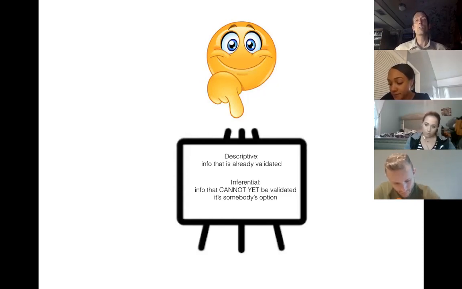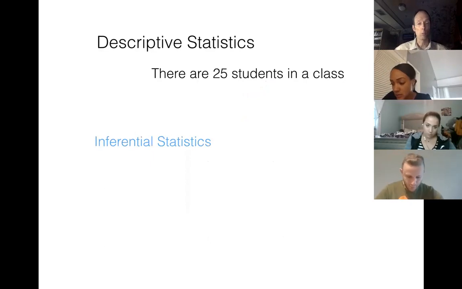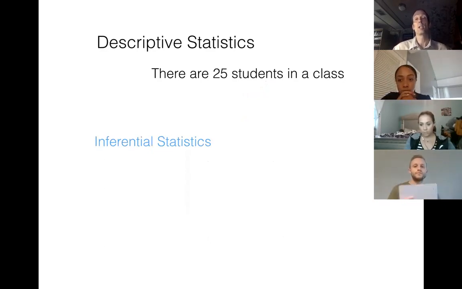Okay, let's do a couple examples just to make sure we're feeling really good about this. Let's do one descriptive. If we were in a classroom and we said 25 students in the class, that would be a descriptive statistic. Anybody can come on in, count up the number of people in there, and they're going to keep getting 25 each time.